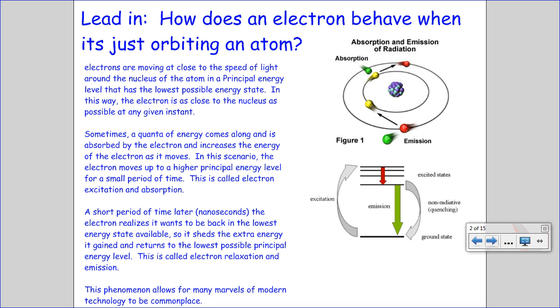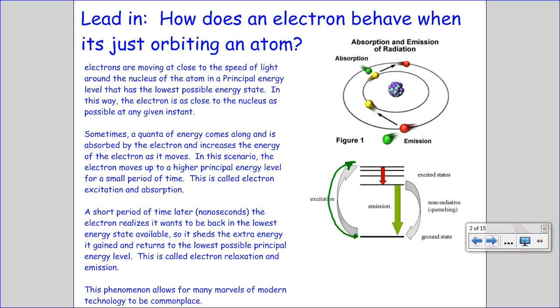So the excitation right here is when the electron absorbs that energy and says, hey, party, I'm going up top. I'm going to go up here and hang out for a while. But you've heard the saying, what goes up must come down. Well, that's certainly true for electrons.